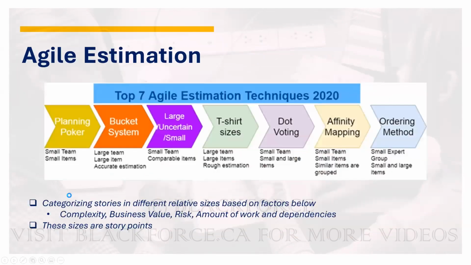So in Agile, there are different ways you can do your estimation. We have what we call the planning poker. We have the bucket system. We have the T-shirt sizing. We have the dot voting, affinity mapping, ordering method.